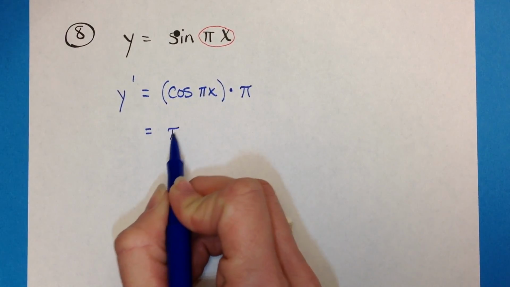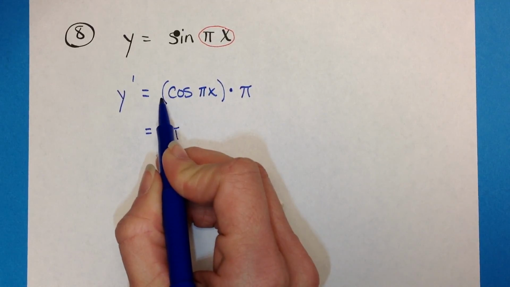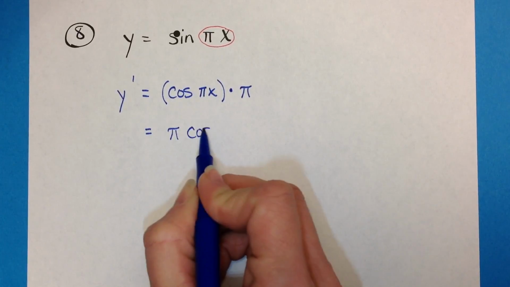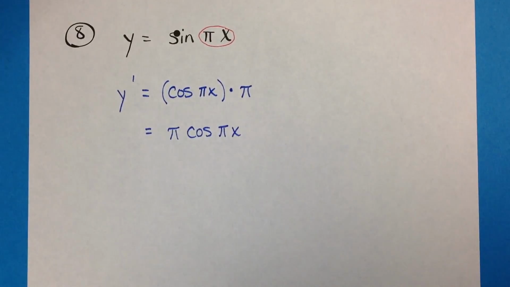The answer in the back of the book is just going to move this pi to the front, and it's just going to be treated like a coefficient. So you'll have pi times cosine of pi x.